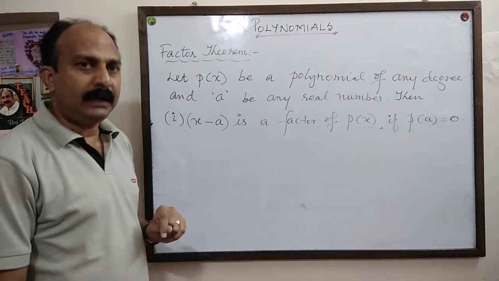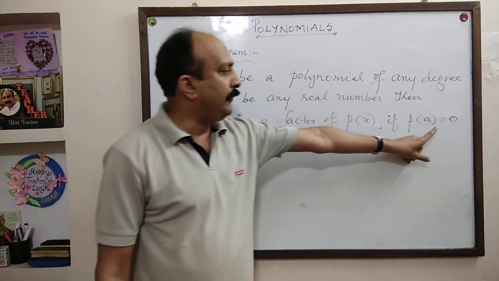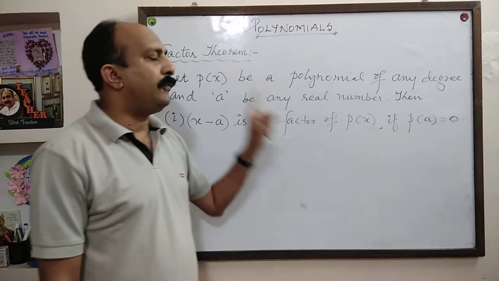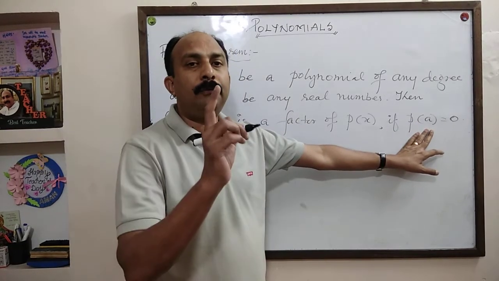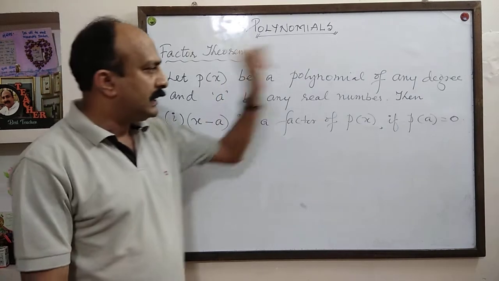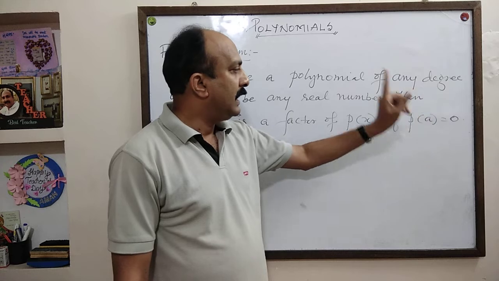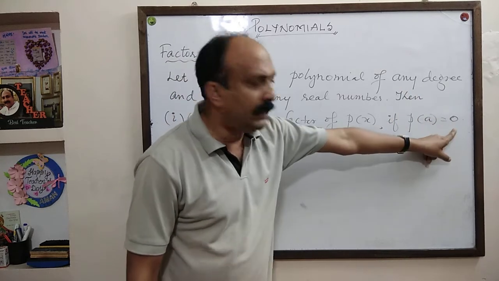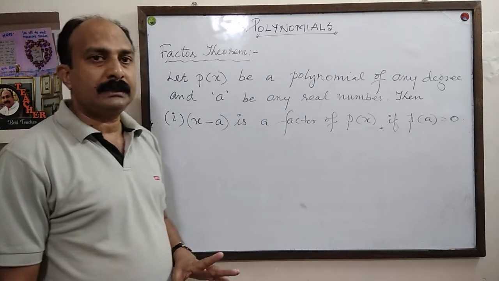This is what we did in the previous class. If p(a) is equal to 0, then x minus a is a factor of p(x). Actually, what do you mean by p(a)? p(a) is the remainder. When p(x) is divided by x minus a, then the remainder is called p(a). That was remainder theorem. And if p(a) equal to 0, means if the remainder equal to 0, then x minus a is a factor of p(x).